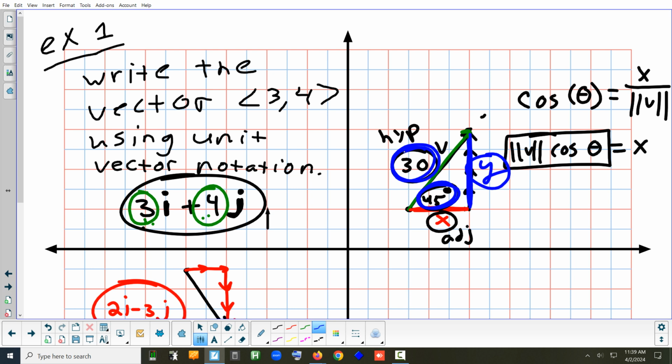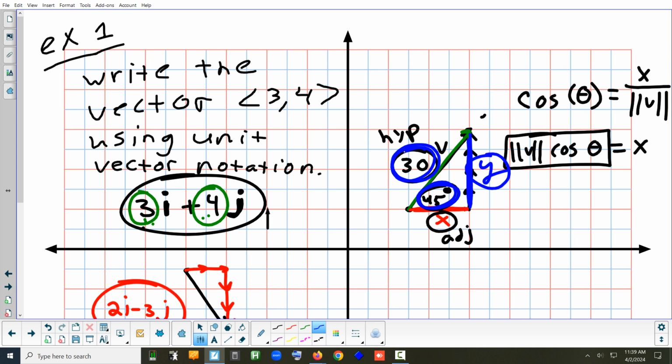Is the x value we just found the number of i's or the magnitude of x? That's the same thing. It's the same. This is like 20i or whatever it comes out to. Yeah, it's the magnitude of this side, which is the number of i's. Now we're going to find the number of j's.